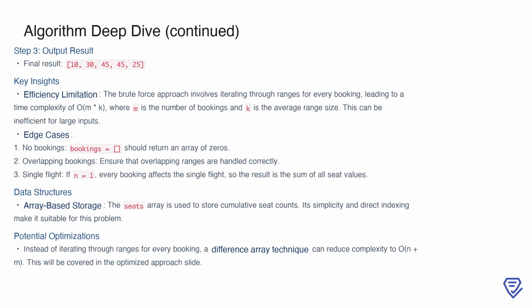We also need to handle edge cases, such as when there are no bookings, which should result in an array of zeros, or when bookings overlap, which requires careful accumulation of seat counts. Additionally, for scenarios like having only one flight, all bookings will contribute to the same flight. To address the inefficiency, we can use a more optimized approach leveraging the difference array technique, which significantly reduces the time complexity. We'll explore this optimization in the next section.